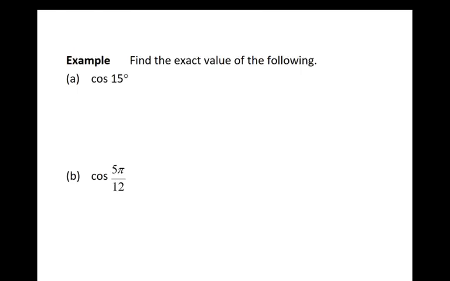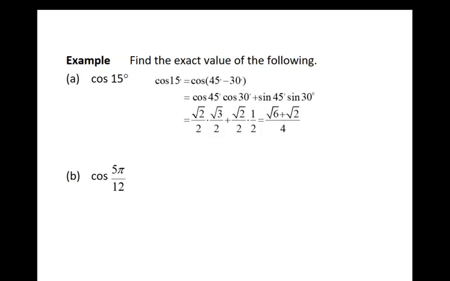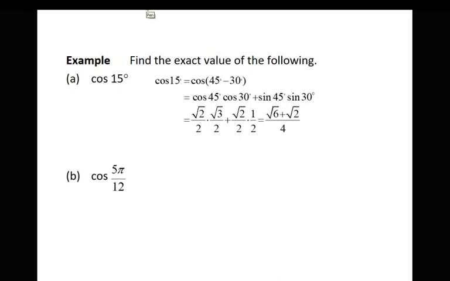Find the exact value of cosine of 15 degrees. Like I said, we're going to find two angles that when you add or subtract them, add up or subtract to 15 degrees. The easiest one is 45 minus 30 degrees. Then you use the formula. On your formula chart, it says cosine A times cosine B plus sine A times sine B.